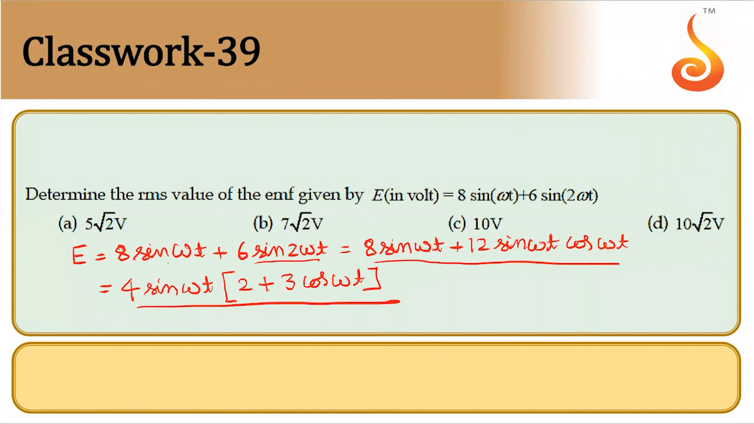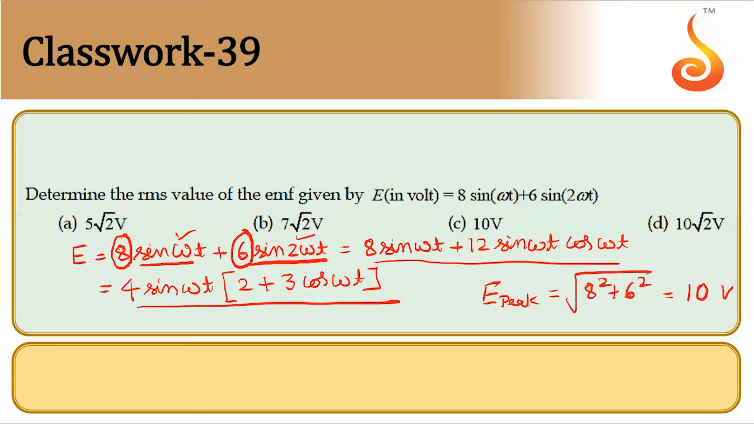See here, look at this. This is sine omega t. This is also sine 2 omega t. Both are sine functions. So peak value of this is 8. Peak value of this is 6. They have different frequency. This is double this. So peak value of voltage can be given by root of 8 square plus 6 square. That will be 100. Root 100 is 10. So it should be 10 volt. So this is peak value of voltage.